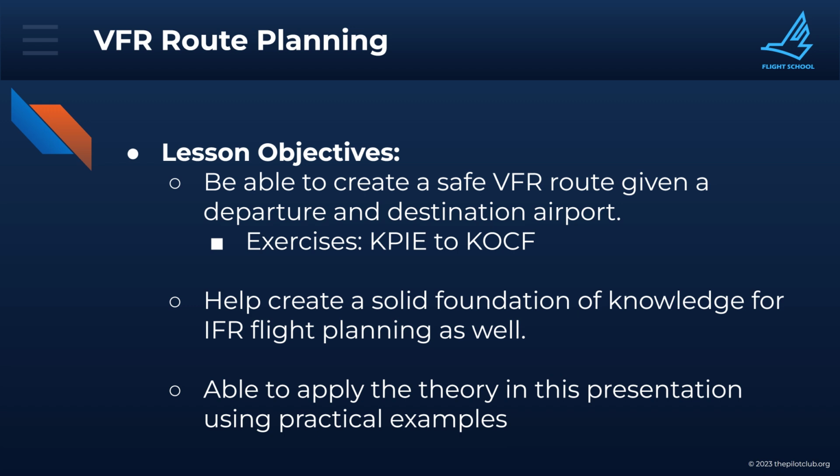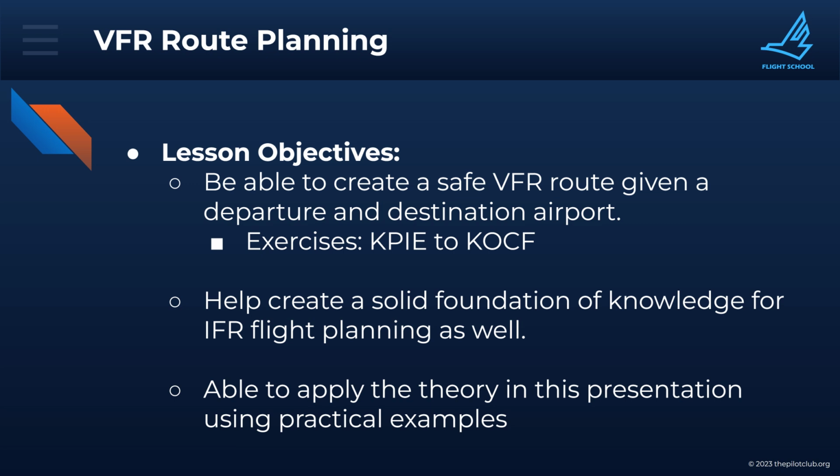So today's objective is that you want to be able to create a safe VFR route, given a departure and destination airport. Like what we do a lot of our group flights in the pilot club, we'll actually give you the little magenta line to fly. But in this, we want to get you a little bit more experienced where you're comfortable picking that route yourself. For the exercise in here, we're going to be using the airports Kilo Papa India Echo to Kilo Oscar Charlie Foxtrot. This workshop will also give you a solid foundation of knowledge for IFR flight planning as well, which will be coming in a subsequent workshop.